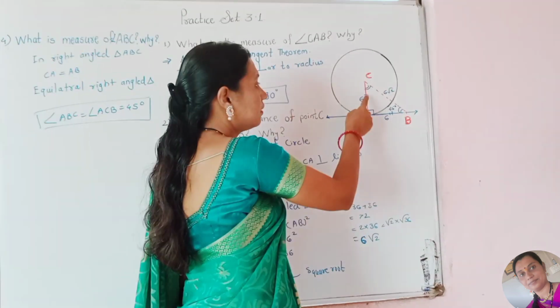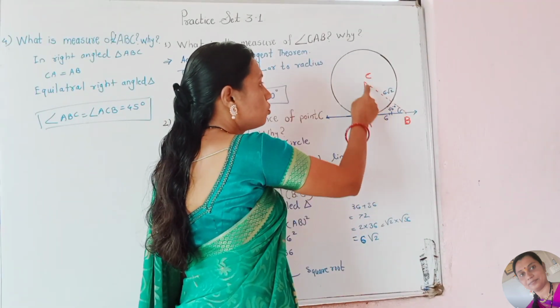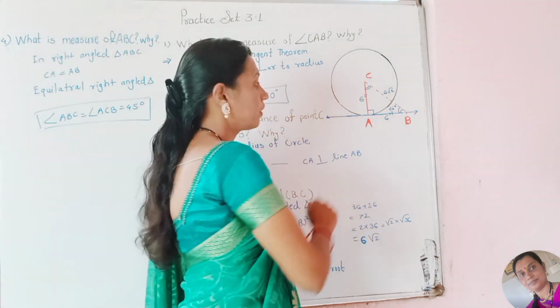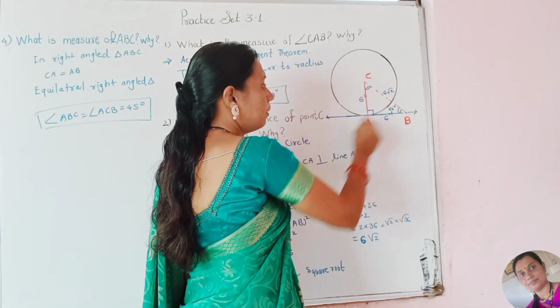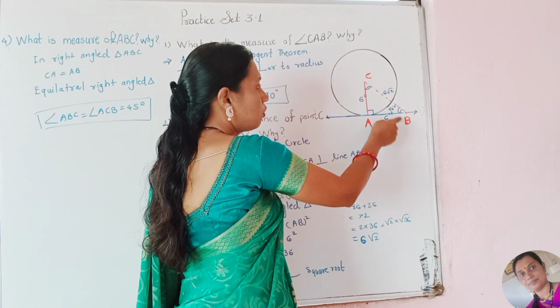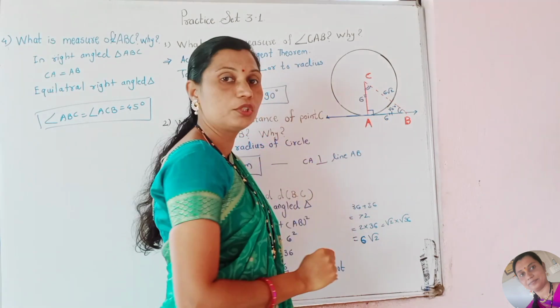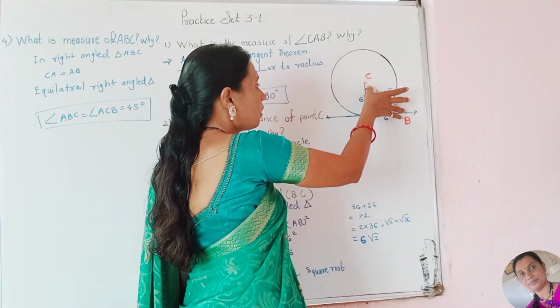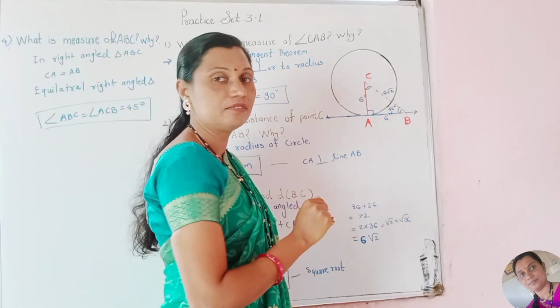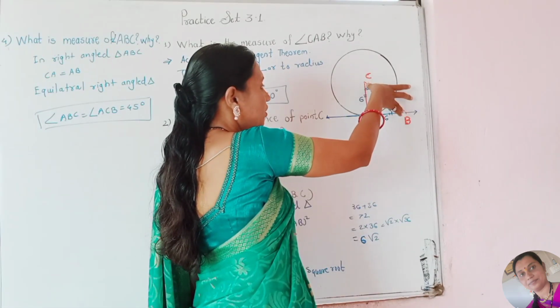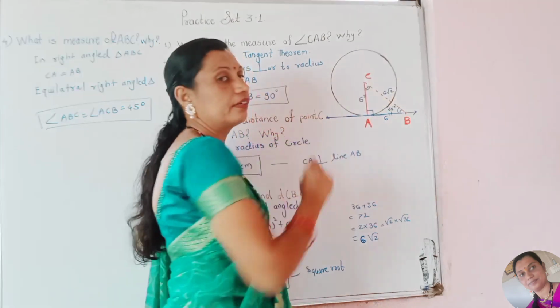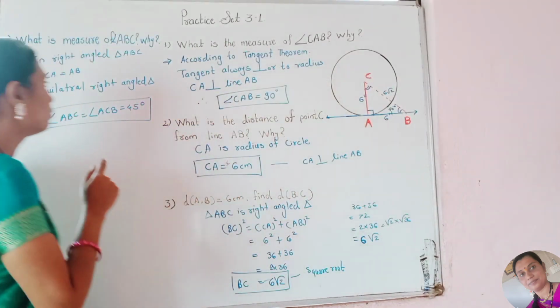In an isosceles triangle, sides are equal, so the opposite angles are going to be equal. Therefore, AC equals AB. Therefore, the angle opposite AB, angle C, and the angle opposite AC, angle B, are both equal, and both sum to 90 degrees. If both add to 90 degrees and both are equal, therefore each must be 45 degrees.